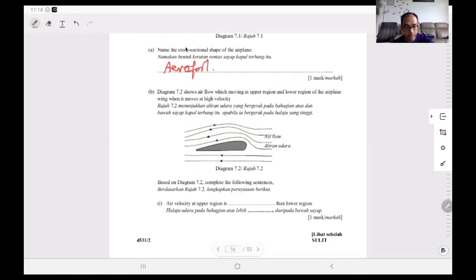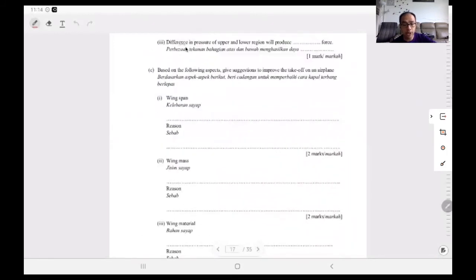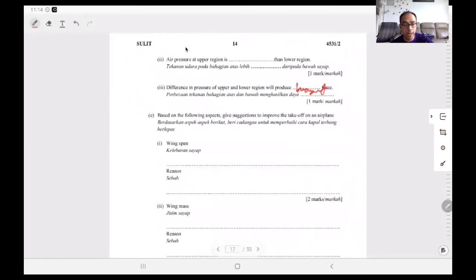Air velocity at the upper region is higher than the lower region. This is standard. Therefore the difference in pressure between the upper and lower region will produce a buoyant force. Okay, air pressure at the upper region is lower. Since the upper region velocity is higher, pressure is lower, therefore it produces a buoyant force.